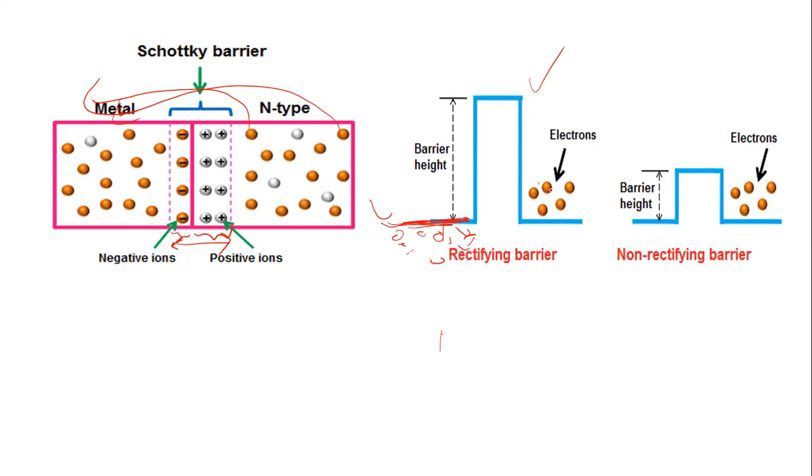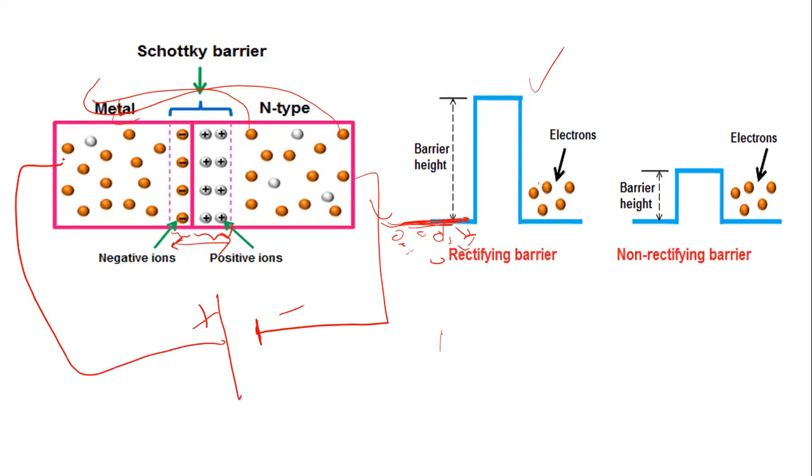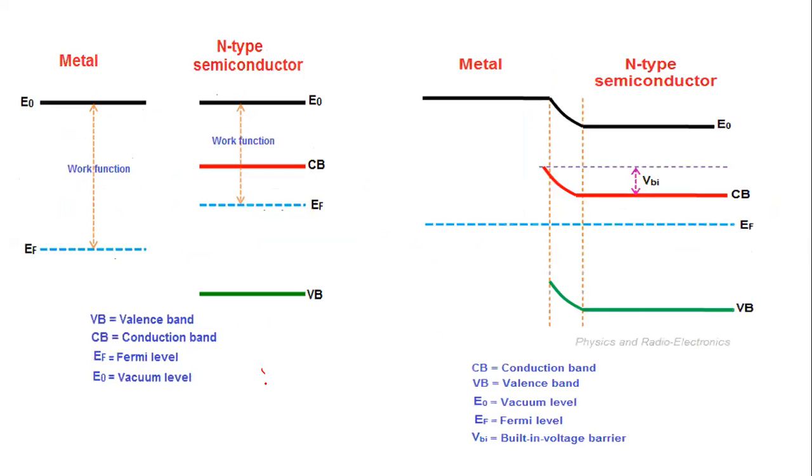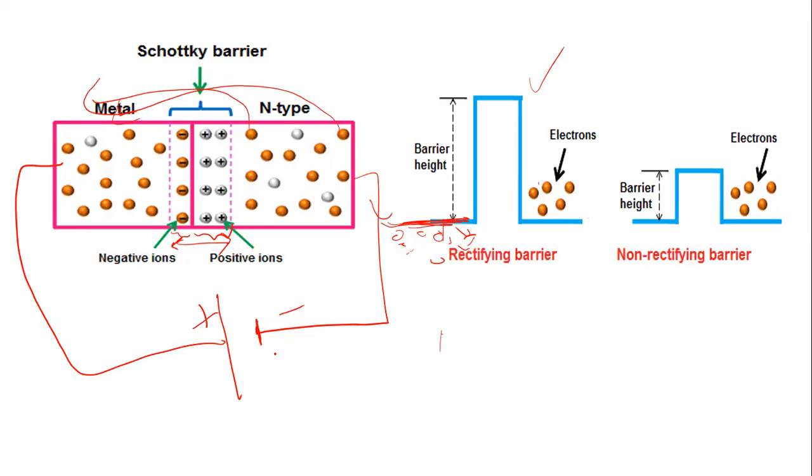Under forward bias, when you are connecting the negative terminal of the battery to the N side and the positive terminal of the battery to the metal side, this is called the forward biasing of a Schottky junction. When you forward bias, you are giving energy to the free electrons on the N side, and the electrons will overcome this potential barrier, cross over to the metal side and perform electrical conduction. That is forward bias.